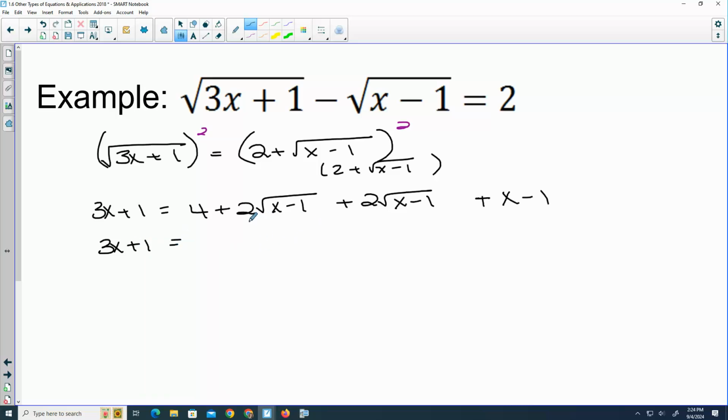Combine my terms. So if I add my radicals together, that's 4 square root of x minus 1 and a plus x, positive 4 and negative 1, make it positive 3. Now what? Isolate that radical. So I'm going to subtract over my x and my 3.